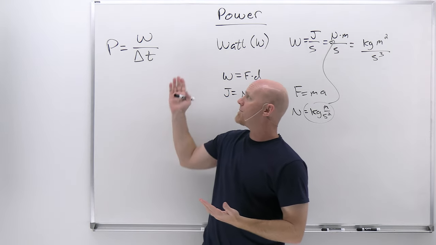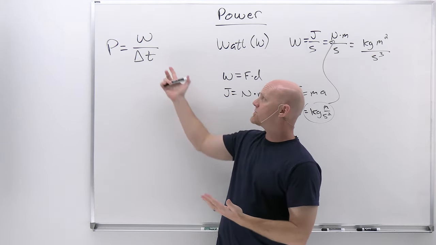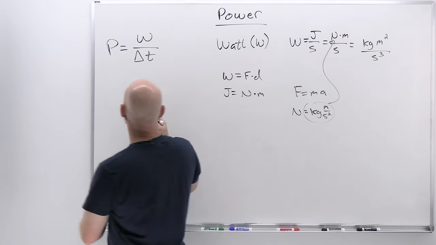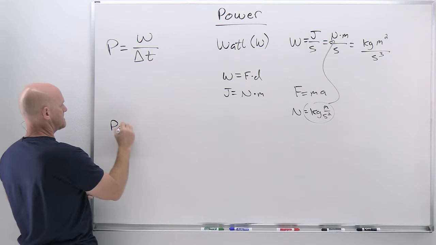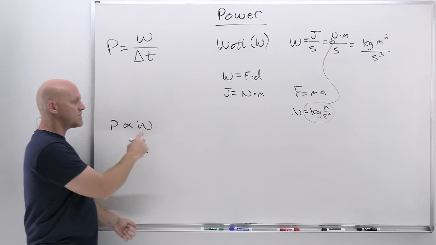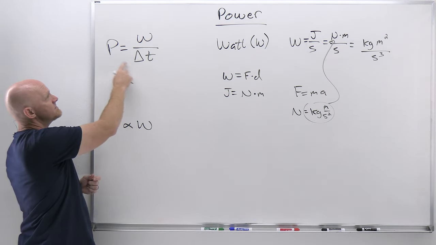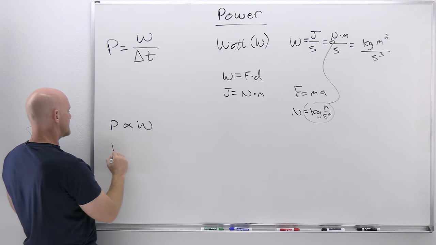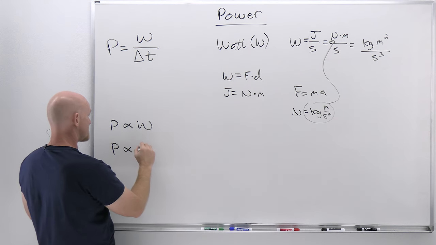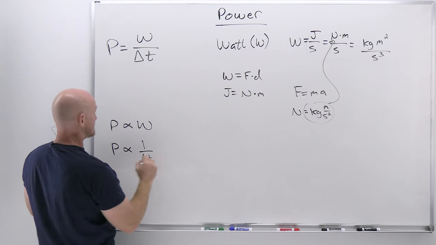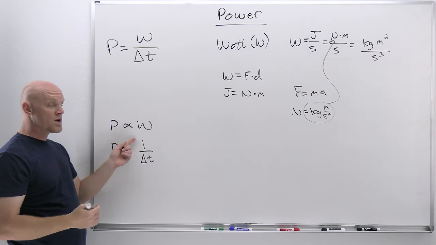Okay, so let's talk a little more about power for a second. If we take a look at this relationship, we can see that power is proportional to work. So if you double the amount of work done, you're going to double the power. They're directly proportional. But you see there's an inverse relationship with the amount of time. So power is inversely proportional to time. So it's proportional to one over time.